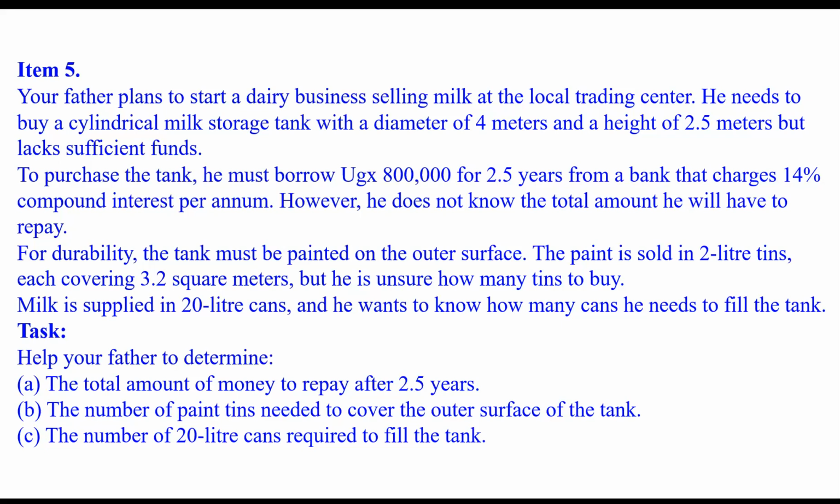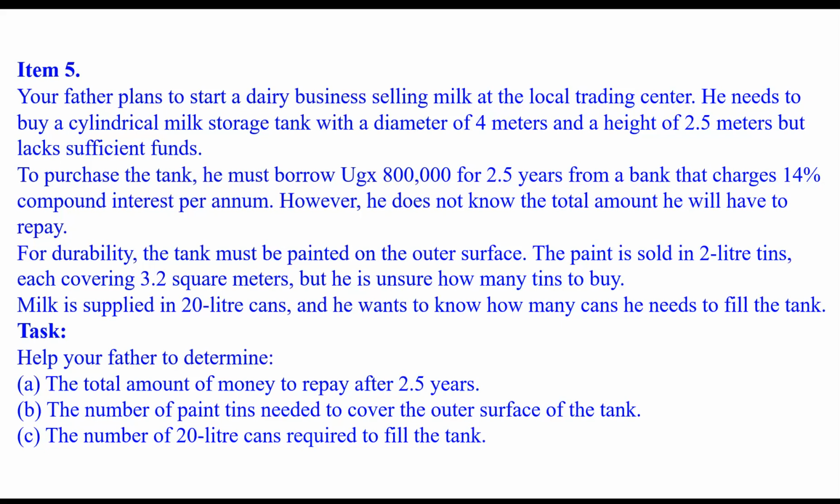Your father plans to start a dairy business selling milk at the local trading center. He needs to buy a cylindrical milk storage tank with a diameter of 4 meters and a height of 2.5 meters, but lacks sufficient funds. To purchase the tank, he must borrow 800,000 Ugandan shillings for 2.5 years from a bank that charges 14% compound interest per annum. However, he does not know the total amount he will have to repay.